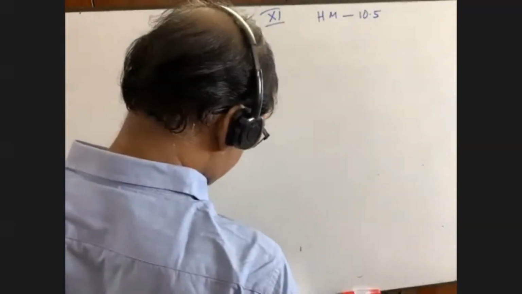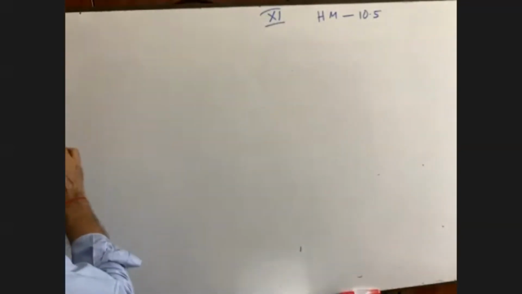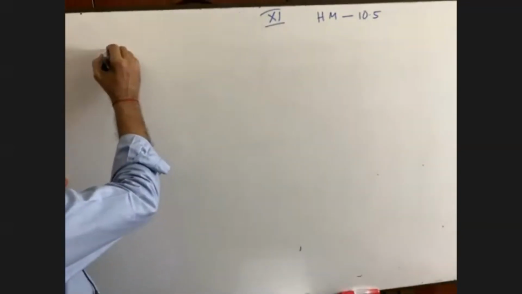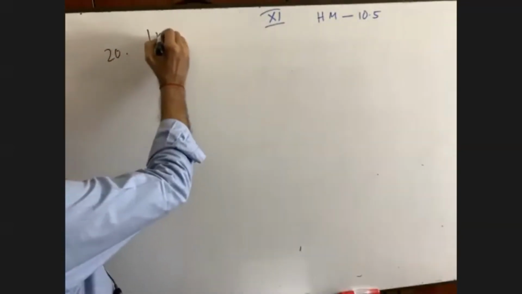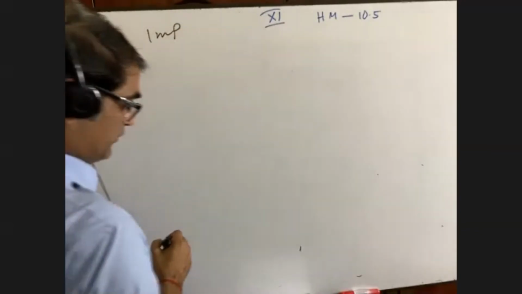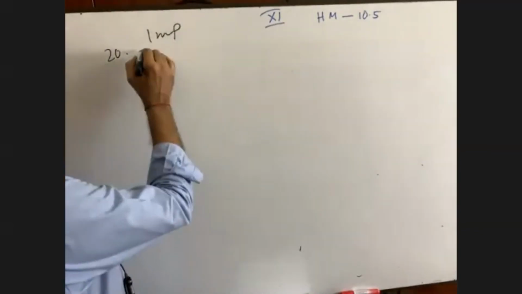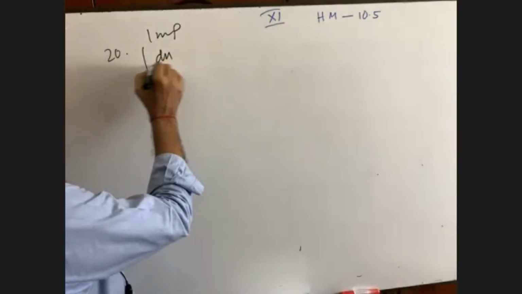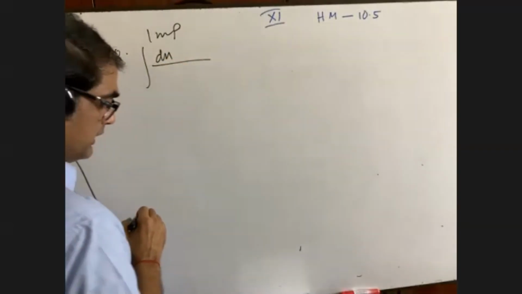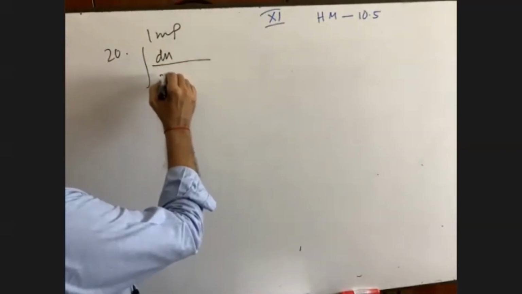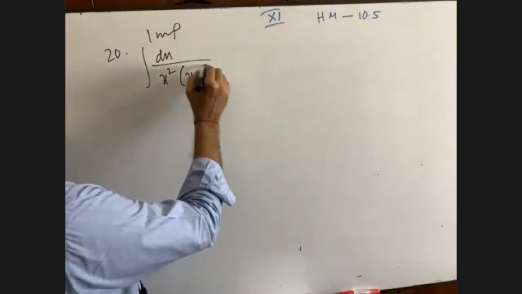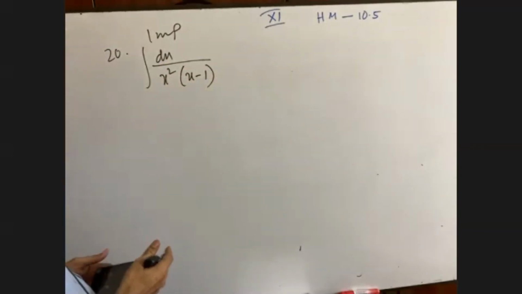Now I am going to do a math which is important. You write down dx by x square into x minus 1. Okay, dx by x square into x minus 1.